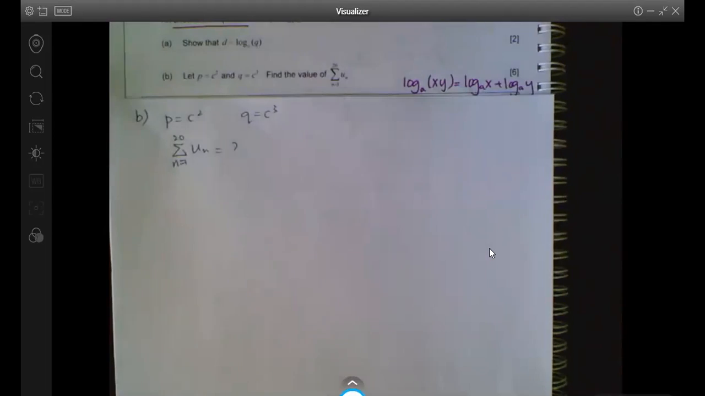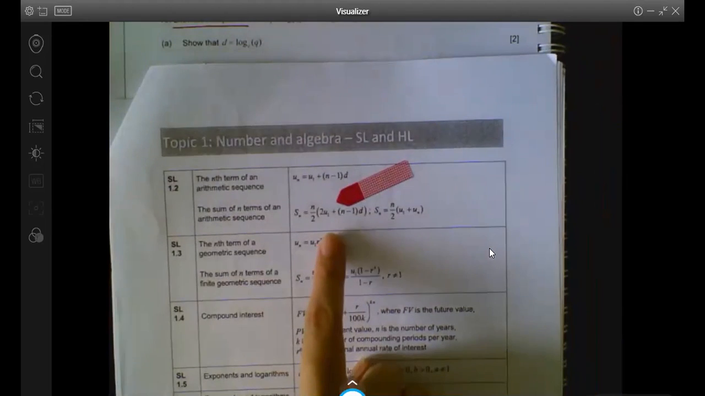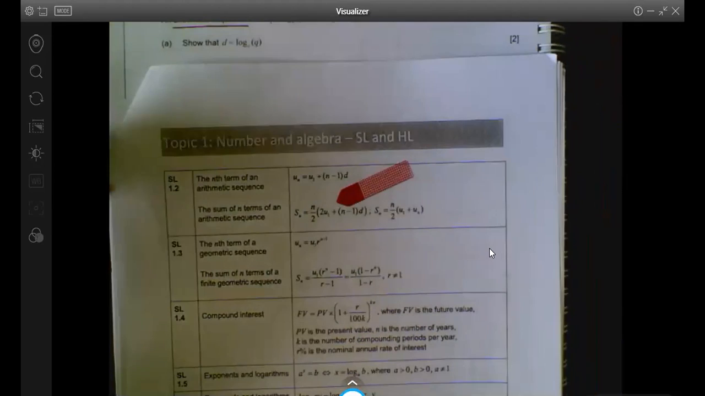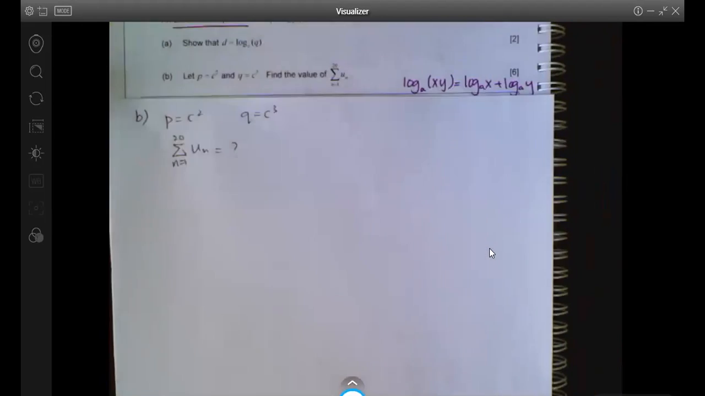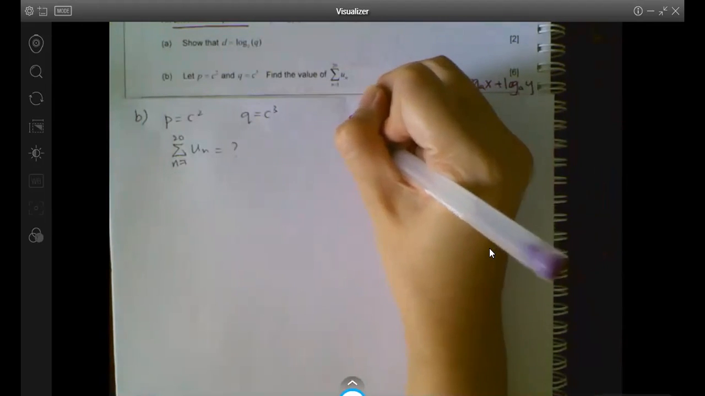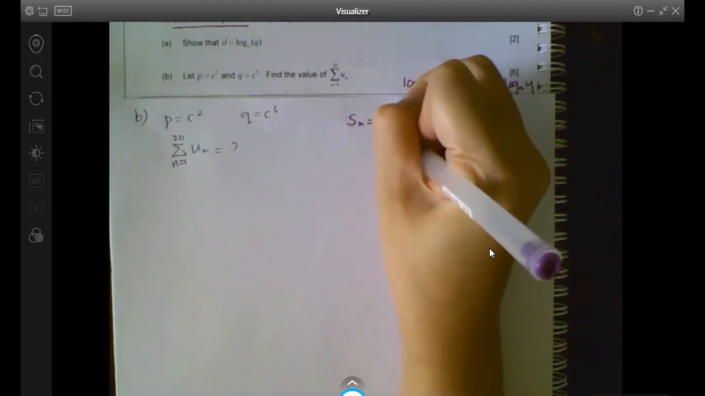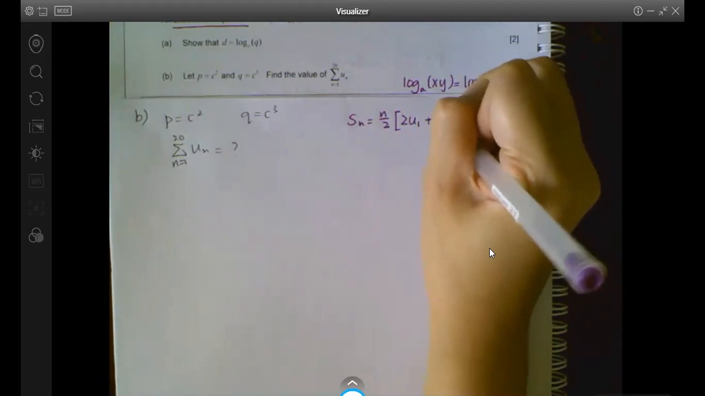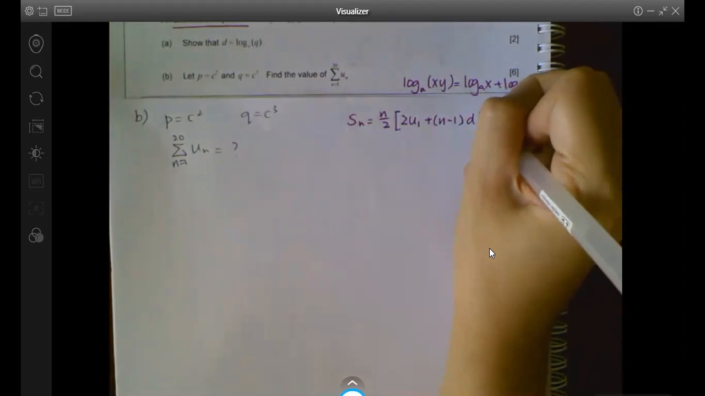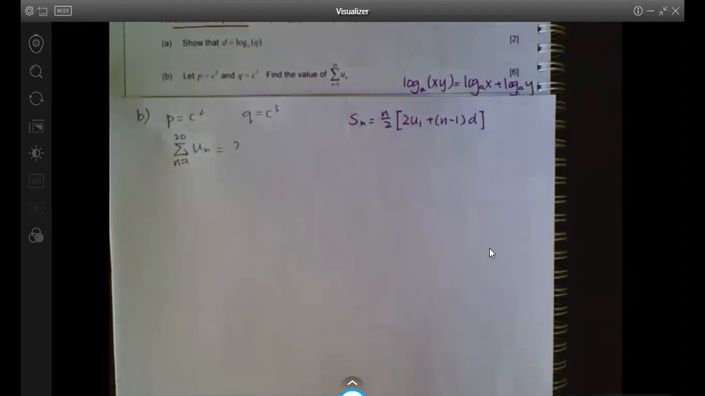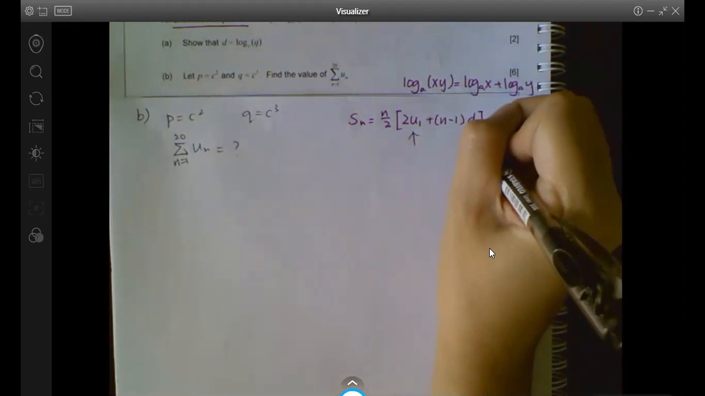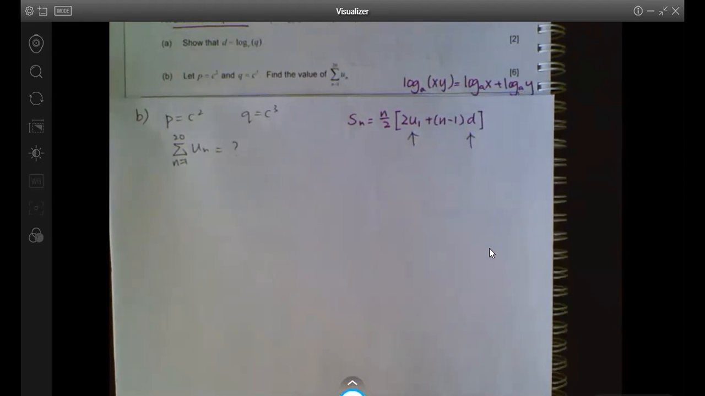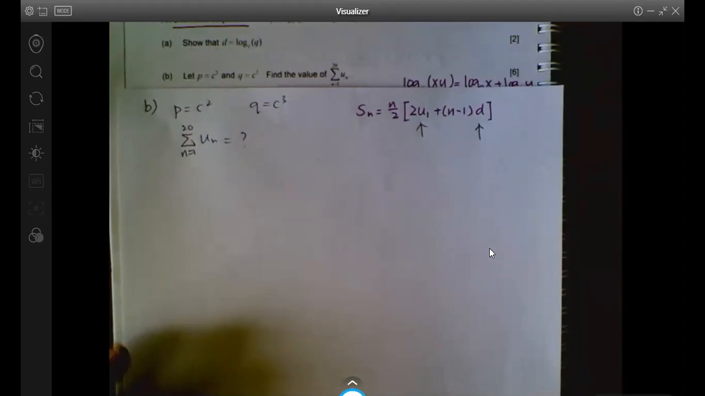So in our formula booklet, we are given this that I'm pointing to. Let me write it down on our answer so it's easier to refer. So we will want to use this. In order to use it, I will need to find u1 and d.